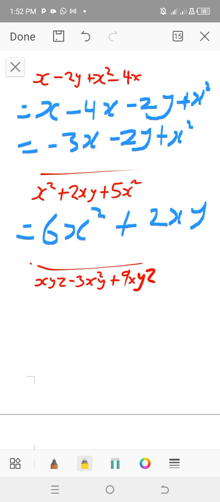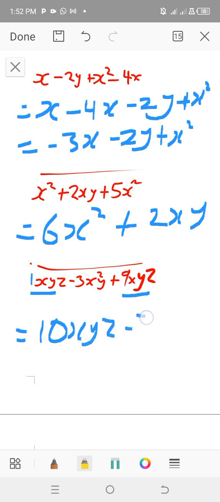Then we have another question here, xyz minus 3x squared y plus 9xyz. These and these are like terms, so we can add them. 1xyz plus 9xyz gives 10xyz. So that will be 10xyz minus 3x squared y, and that's the final answer to that.